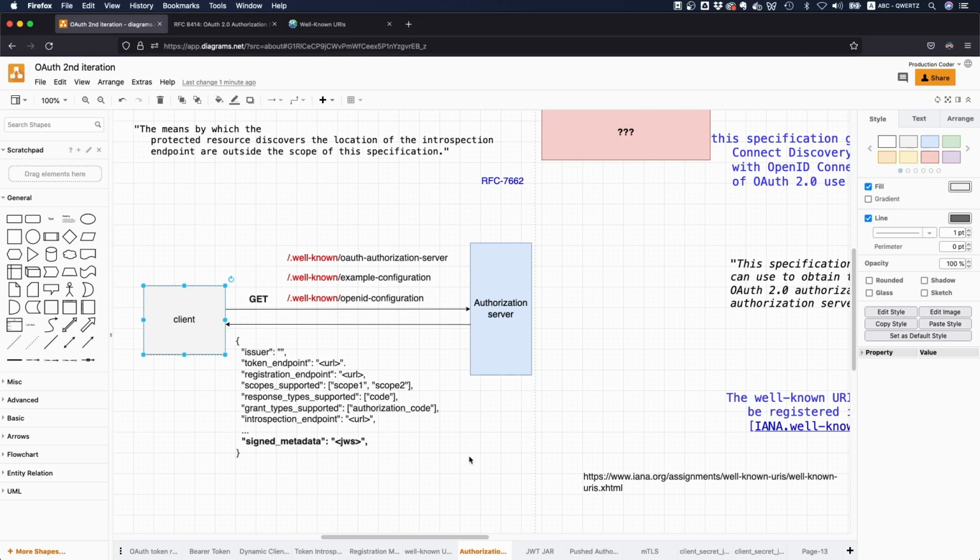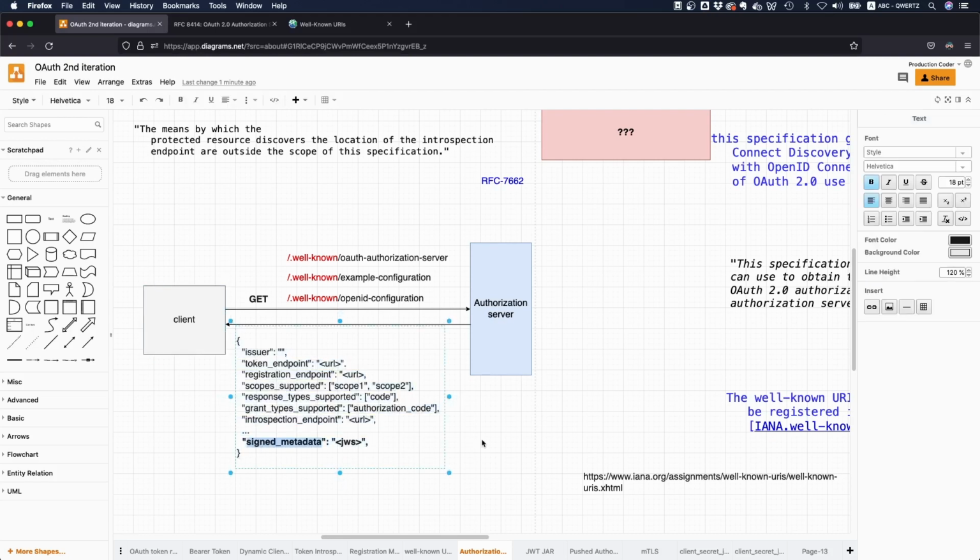Yeah, one more thing I wanted to mention, there's something called signed metadata. So when you hit this endpoint, it returns you a normal JSON response, but it also supports the notion of returning a JSON web signature token. In this field, it's called signed metadata.